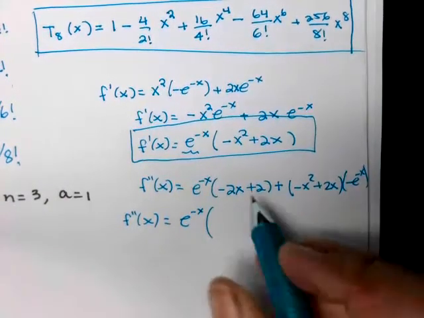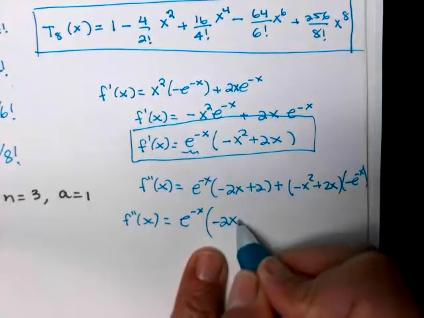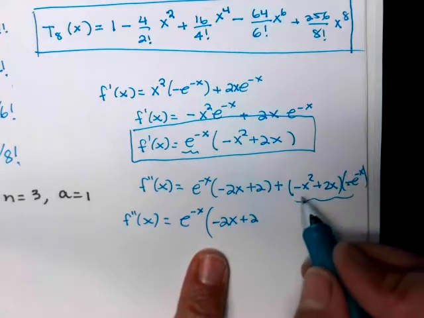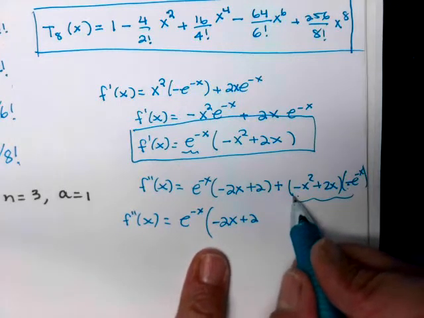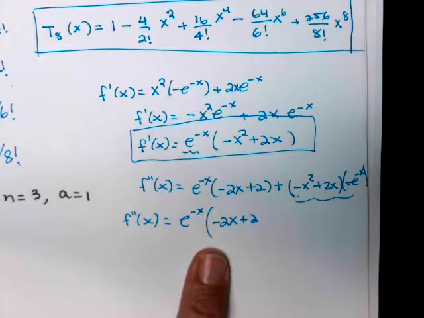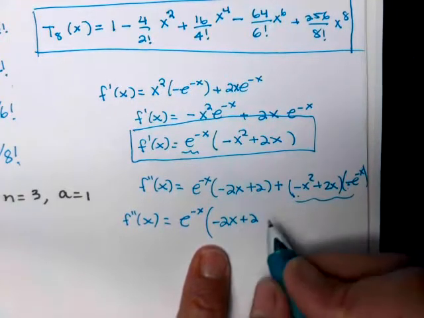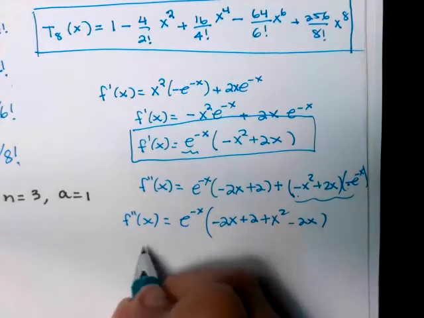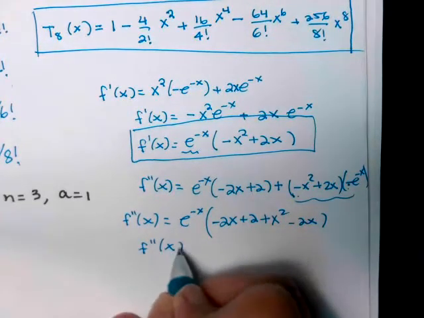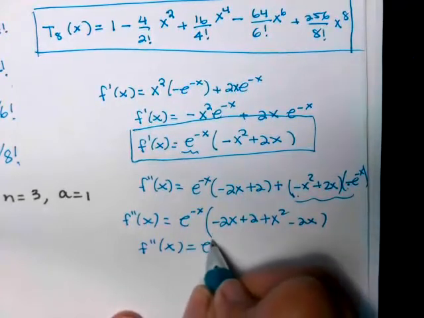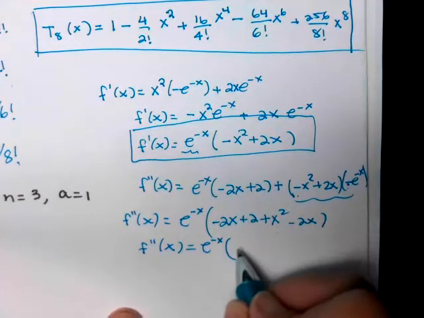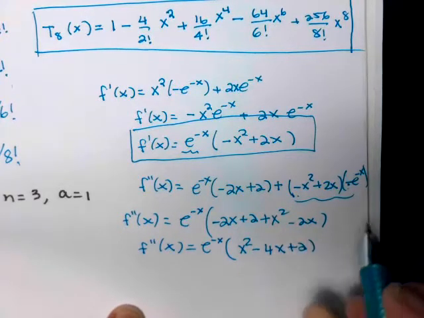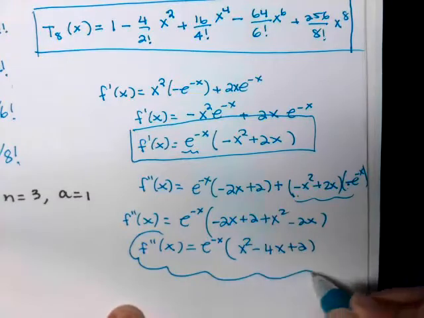And let's see the parts that were left. So I have this negative 2x plus 2. Then over here, I have that negative sign left over that will distribute through that second set of parentheses. So I'll have a plus x squared minus 2x. Okay, one more tidying step. So e to the negative x, let's write it in standard form: x squared minus 4x plus 2. Okay, so there's the second derivative.